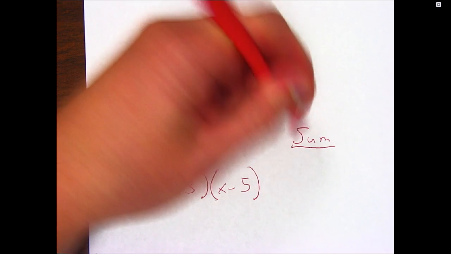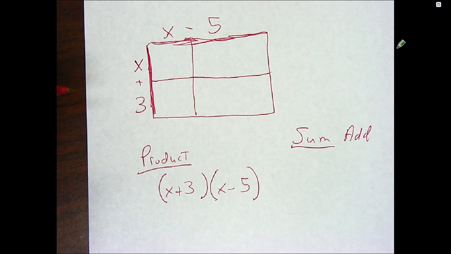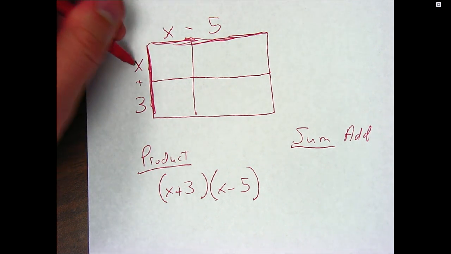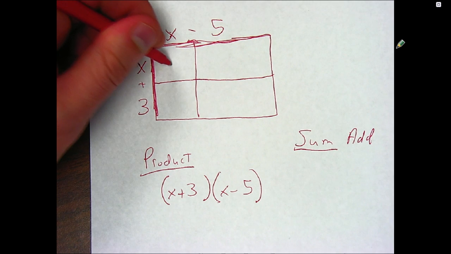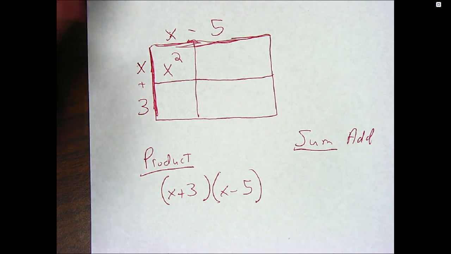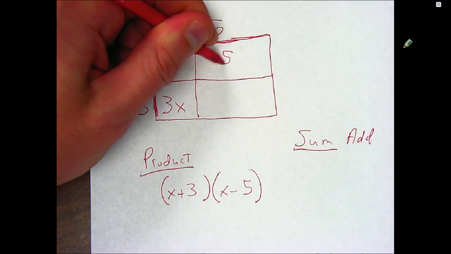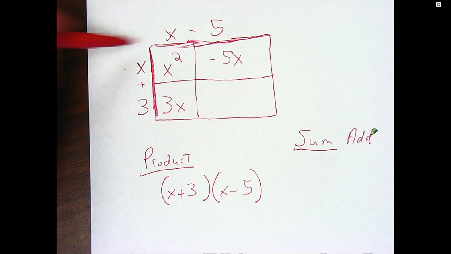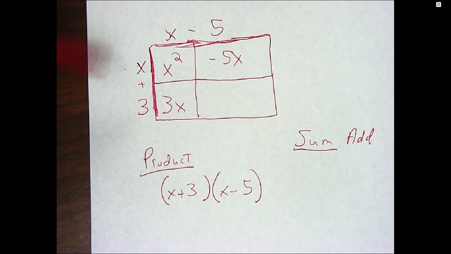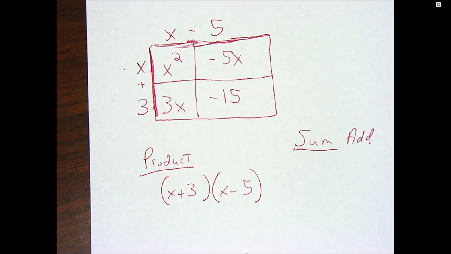Sum is 3 letters, and so remember 3 letters is going to lead to adding. And for that we need to find each little box, and at least when you're getting started, the trickiest part is often this thing here with x times x, and so that's x squared, not 2x, x squared. 3 times x is 3x, negative 5 times x is negative 5x. So remember, I'm just finding the area of each box. So the area of each box is length times width. Negative 5 times 3 is negative 15. Make sure you have that negative there.